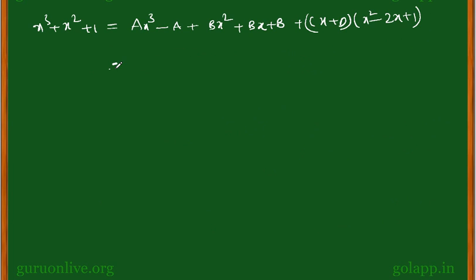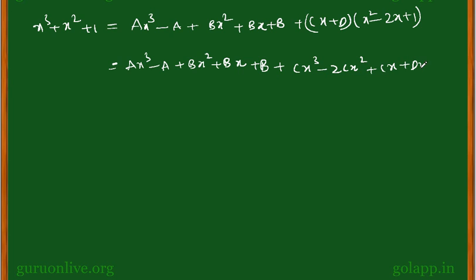Still I can expand: that is equal to Ax cube minus A plus Bx square plus Bx plus B plus Cx cube minus 2Cx square plus Cx plus Dx square minus 2Dx plus D. So I have some similar terms on both sides, so I want to compare those terms. On the LHS I have 1x cube, so I can write 1 is equal to, on the RHS Ax cube and Cx cube terms are there, so I get A plus C. Let it be equation 1.